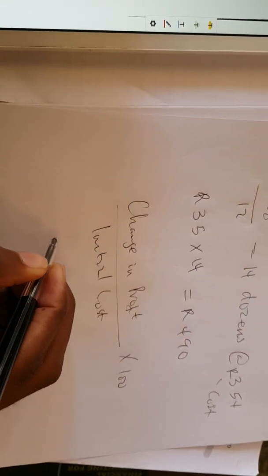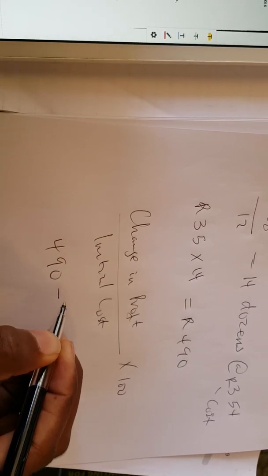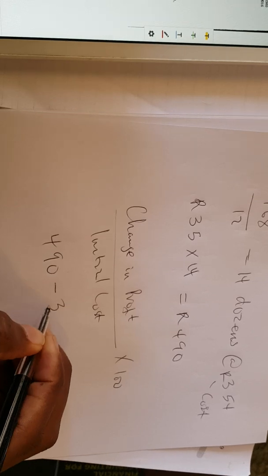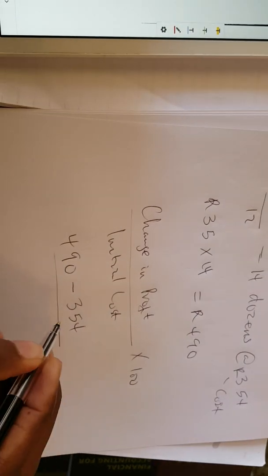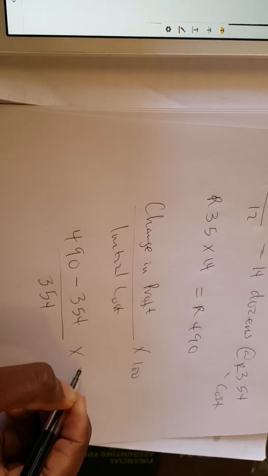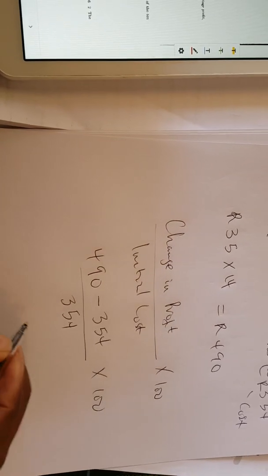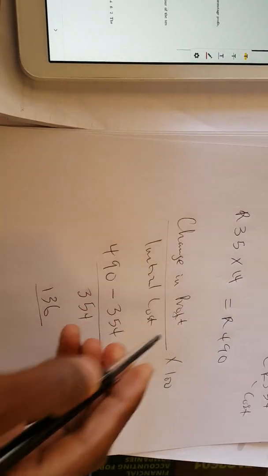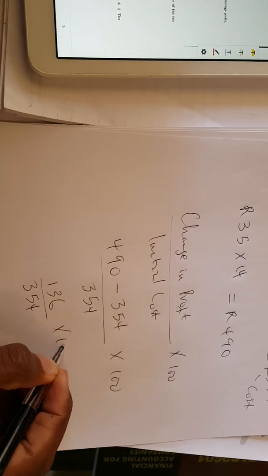So how much is the change in profit? You will say he made 490 and he initially bought those mangoes at how much? At 354, divided by the initial cost. How much is the initial cost? The initial cost is the amount he bought the mangoes with, 354, times 100. So it means the actual profit is 136. This is not the percentage, it's the profit. So that is the change in profit. So he got 136 divided by 354 times 100.